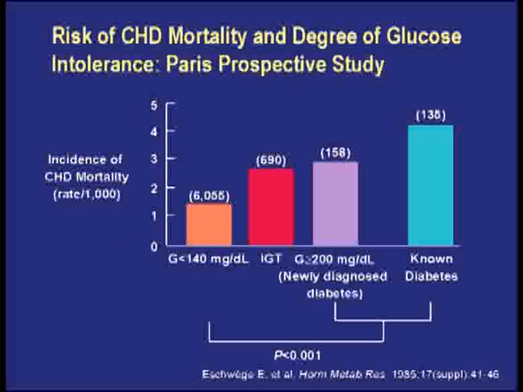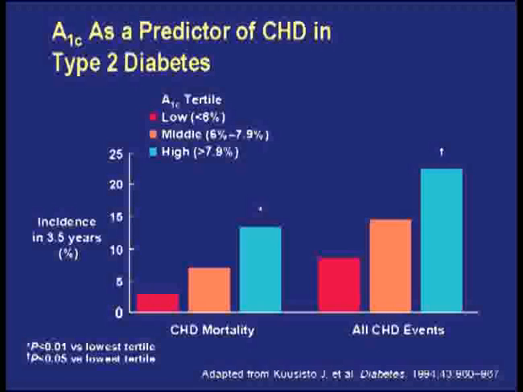Risk of CHD mortality and degree of glucose intolerance: the Paris Prospective Study again confirms that the greater the impaired glucose tolerance, or the greater the glucose level, the higher the CHD mortality. With fasting sugar more than 200 milligram percent, the higher the sugar levels, the more the CHD mortality, with the HbA1c higher. HbA1c is a predictor of CHD in type 2 diabetes. CHD mortality is higher with higher HbA1c, which goes hand in hand with higher mortality in hypertensive diabetics.